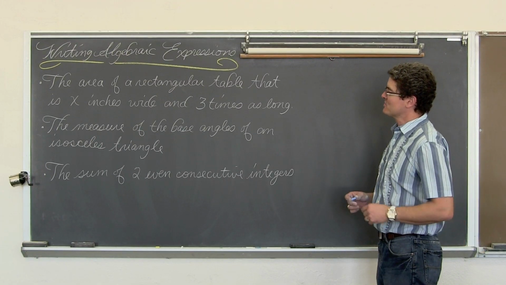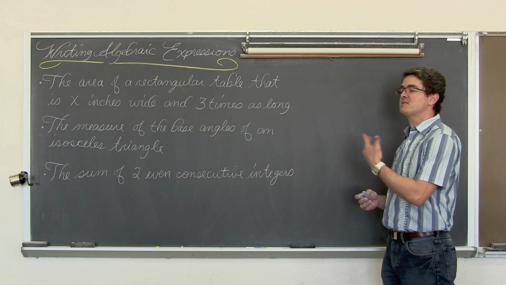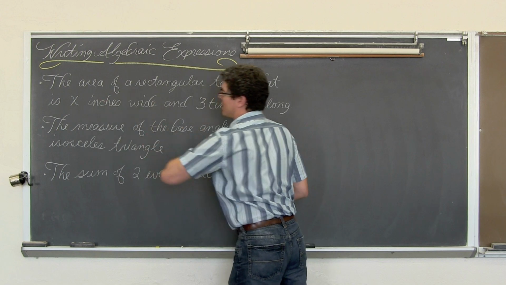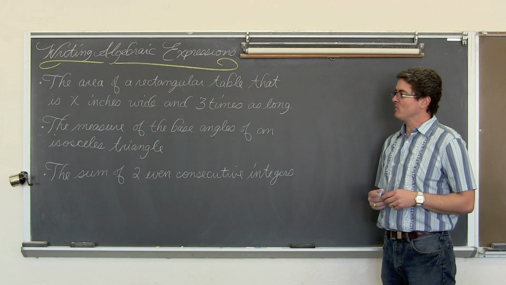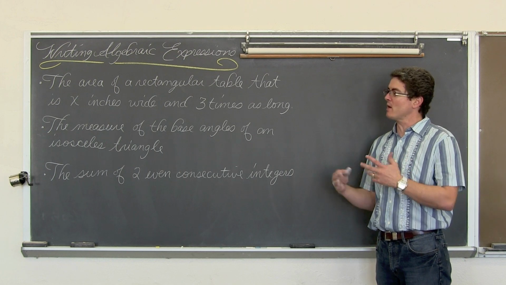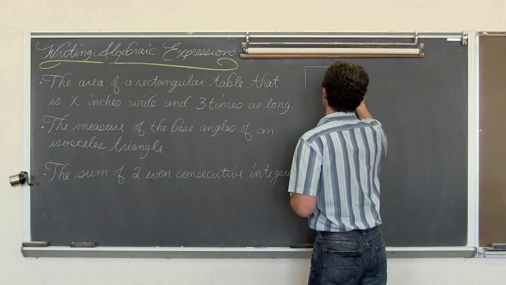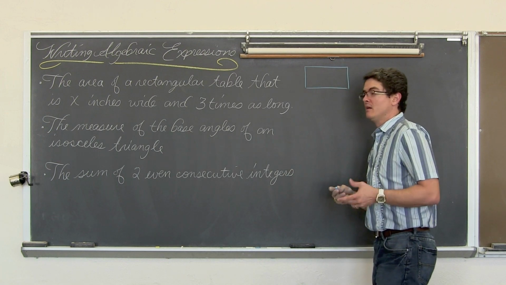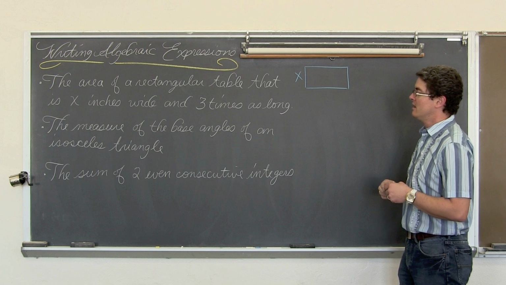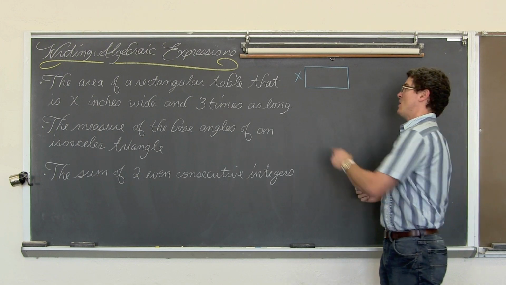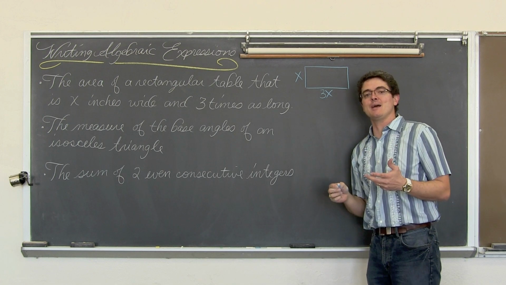The area of a rectangular table that is x inches wide and 3 times as long as it is wide. Make an expression that would describe the area of that table. Well, it's a bit like geometry. It's a rectangle, and I always do pictures. So I'm going to do a little sketch here. I've got a rectangular table. I don't know how wide it is, so it's x inches wide, but I do know something about how long it is. However wide it is, its length is going to be 3 times that.